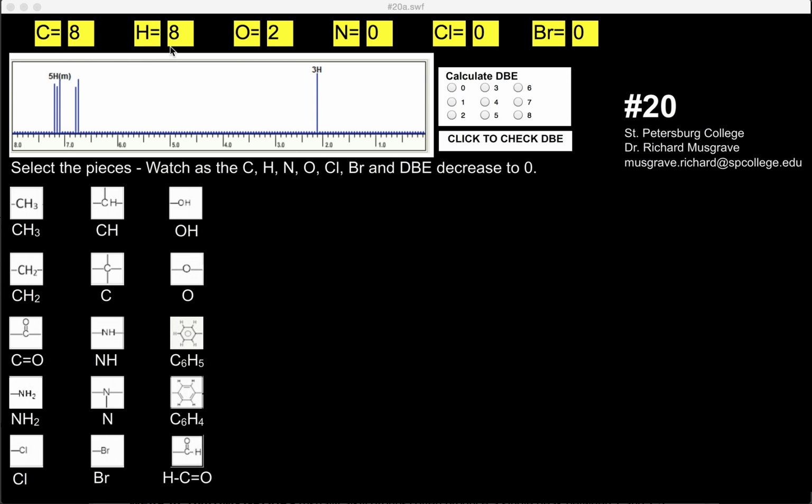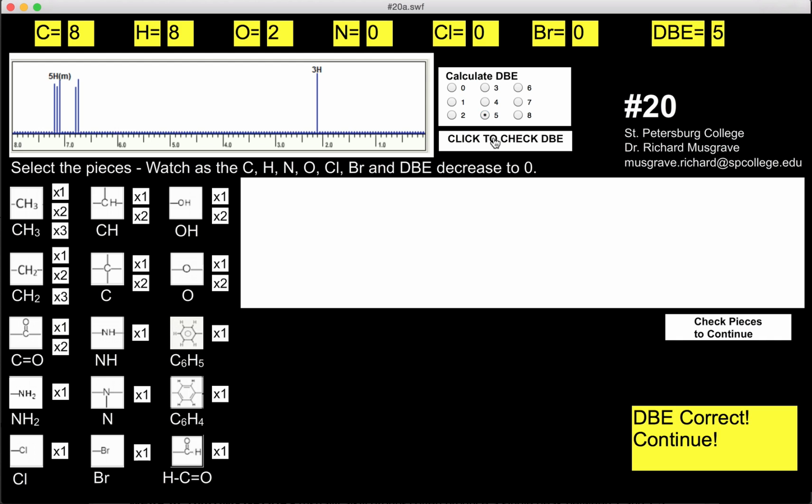This one is C8H8O2. It has 5 double bond equivalents. We have an aromatic ring here split into 2 peaks. That is going to be 5H, so it's going to be C6H5. We've got 3H down here, that's going to be a CH3.